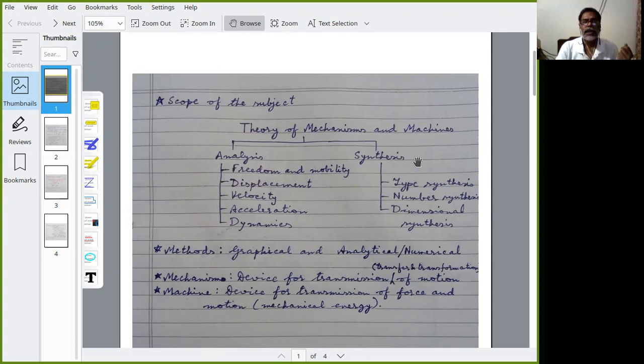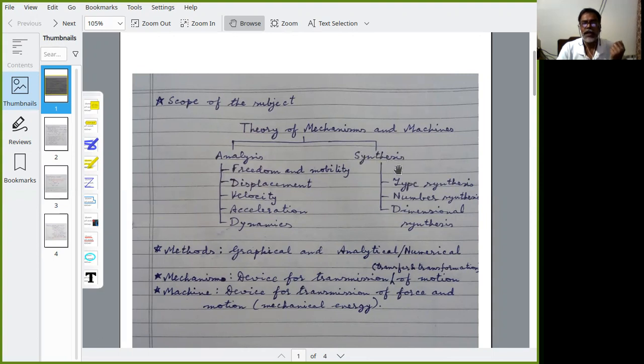Now, in that, some part of this design process is dependent on solid mechanics that we are not going to study in this course. In this course, we are going to study the geometric part of the design, that is kinematics.